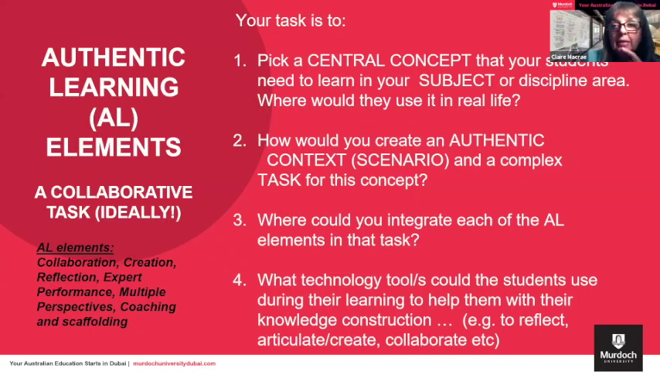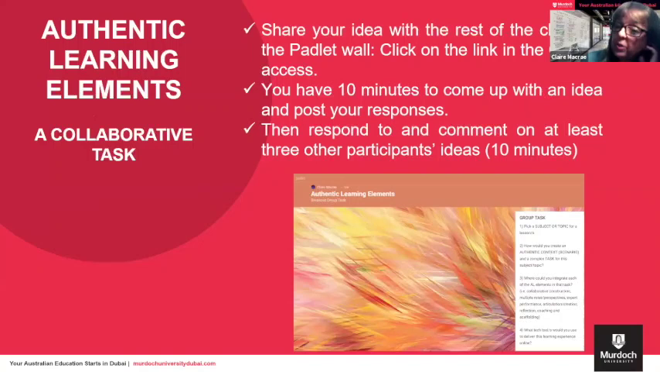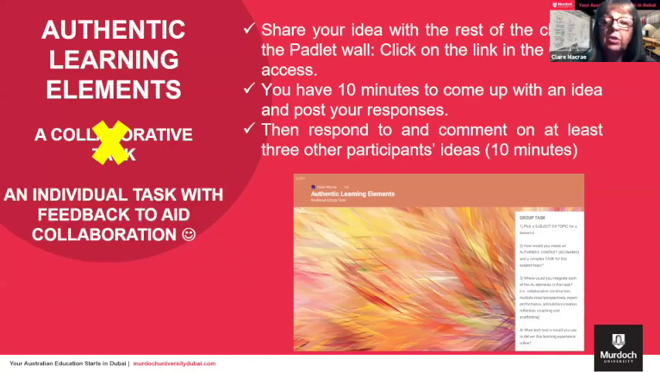Okay, everyone got an idea of what they're thinking along the lines? These instructions will be available when you start doing this. So what we're going to do is use a Padlet wall. Because we haven't been able to do this quite as collaboratively as I would have liked, we're going to do this as an individual task, but with the use of feedback to aid part of that collaborative process. So it will still give you some collaboration rather than none at all.